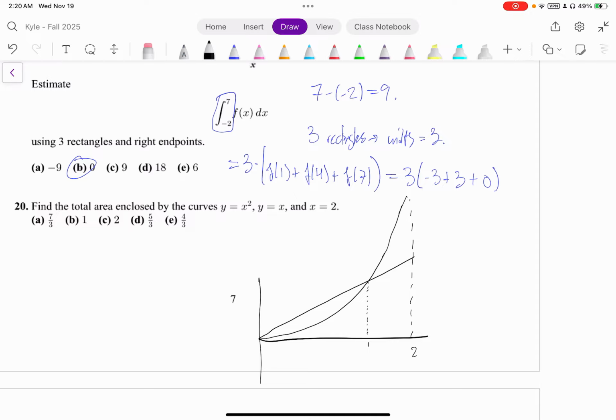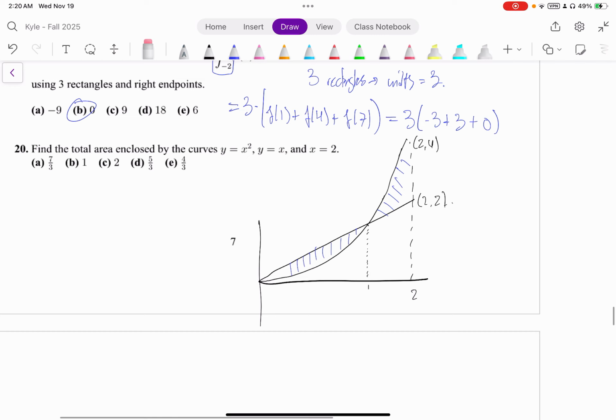And this is like the least to scale drawing ever, but it's going to end at 2, 4, and it's going to end at 2, 2. So we want to find the area here and the area here. So the total area is going to be the integral from 0 up to 2 of the absolute value of x squared minus x dx. We want the absolute value of the areas between them.